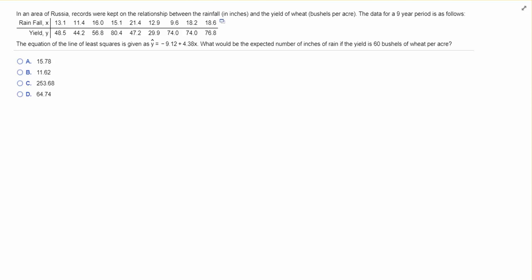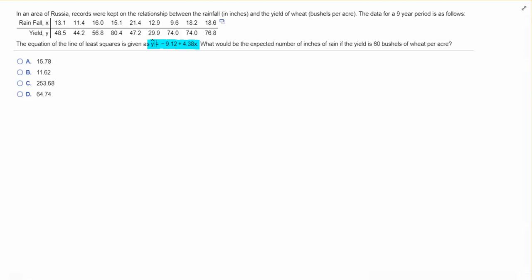So we're given here some information about rainfall and the yield of crops for that particular rainfall over a 9-year period. And in the problem, we're also told what the regression equation is. It's given as y hat is equal to negative 9.12 plus 4.38 times x. Now, remember that the y hat equation, the least squares regression equation, is the predicted value of y.